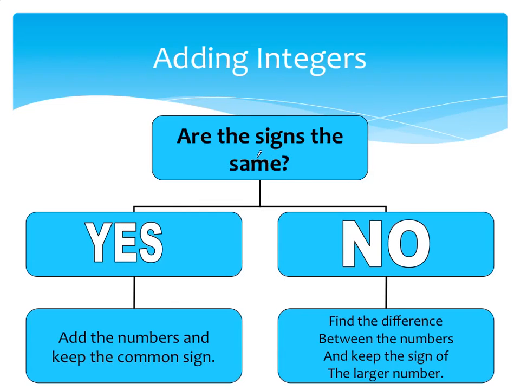If the signs are the same, so if you say to yourself, are the signs the same? And the answer is yes, then you move down and it tells you what to do: add the numbers and keep the common sign. Okay, so you come to a next problem. You ask yourself the same question, are the signs the same? If your answer is no, then you're going to find the difference between the numbers and keep the sign of the larger number.